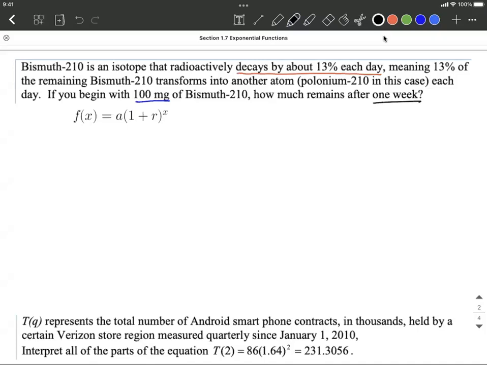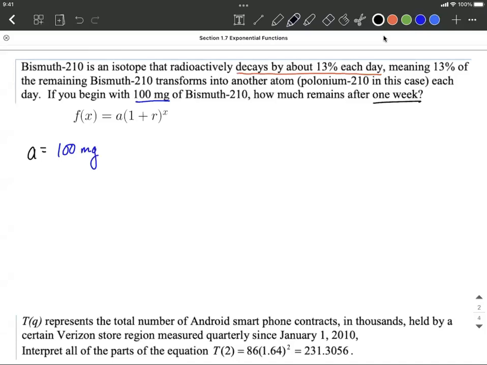All right, so kind of underline the important stuff. Let's try to fill in and create an exponential function that's going to model this. All right, so components of this, we need A. A is going to be whatever we start with, the initial amount. So in our case, we're told we begin with 100 milligrams of this bismuth 210.